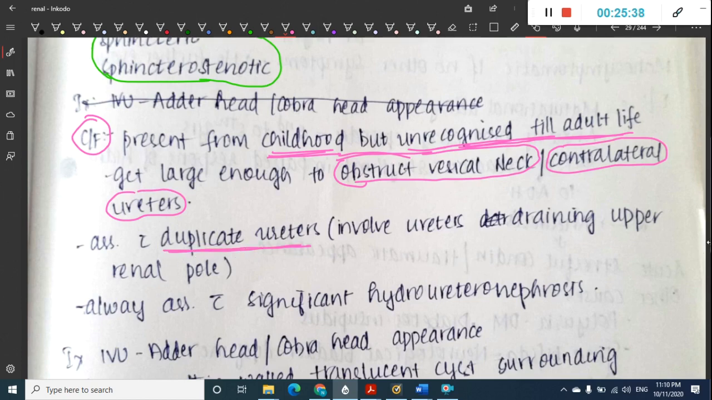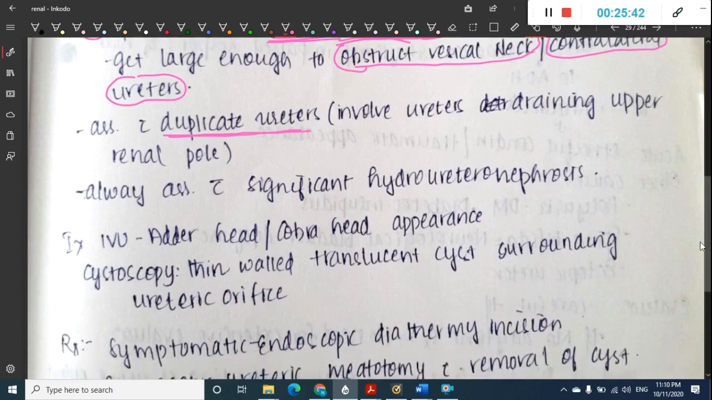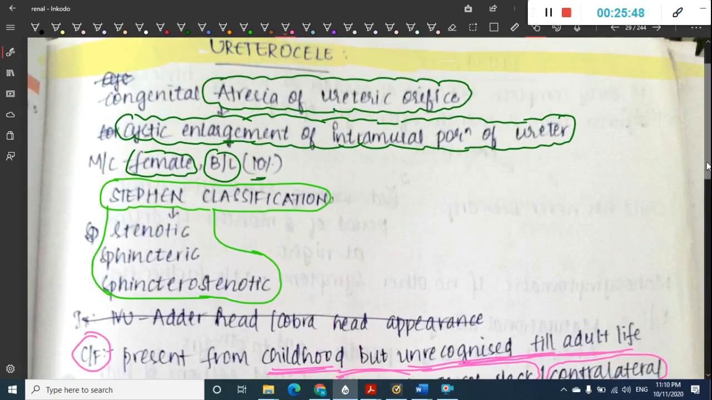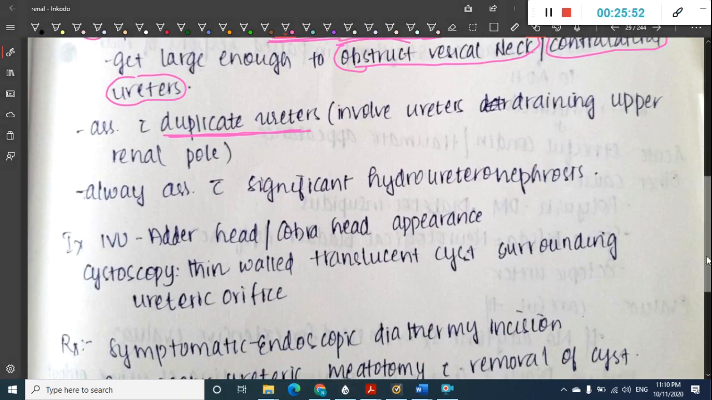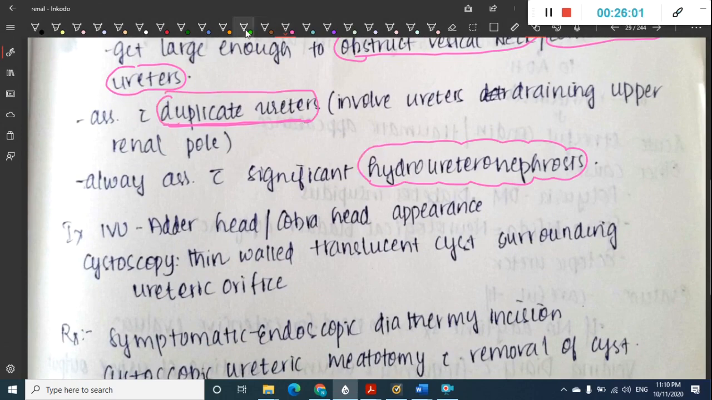It involves the ureters draining from the upper renal pole. I have already shown you the picture, right? Because of this stenosis or atresia of the ureteric orifice, there will be dilatation of ureters, and dilatation of the ureteric pelvis, finally leading to hydroureteronephrosis. So it is associated with duplicate ureters, and it is also associated with hydroureteronephrosis.